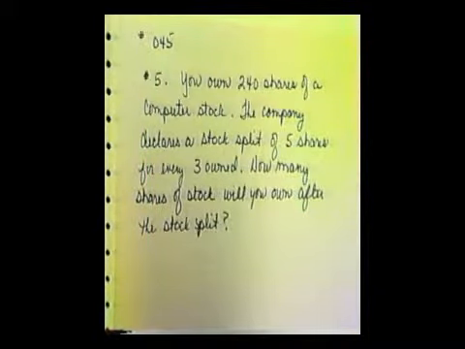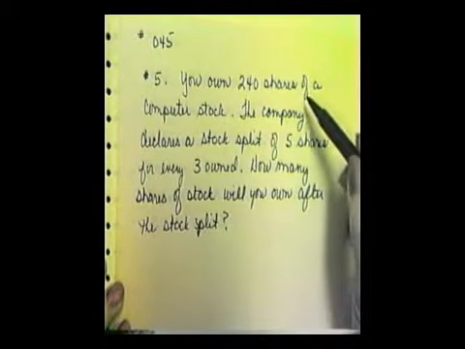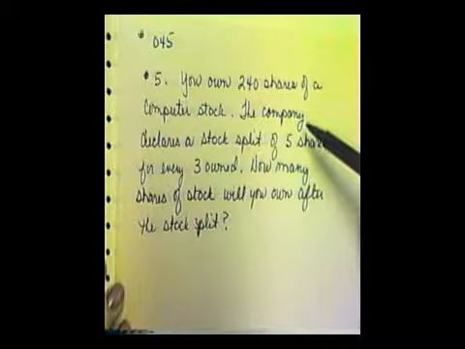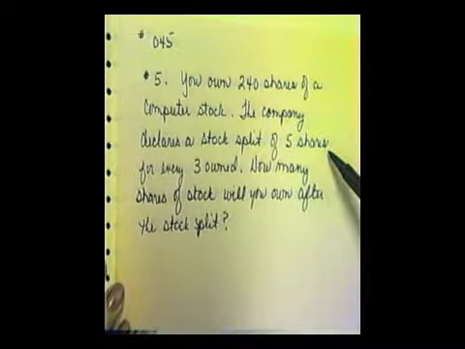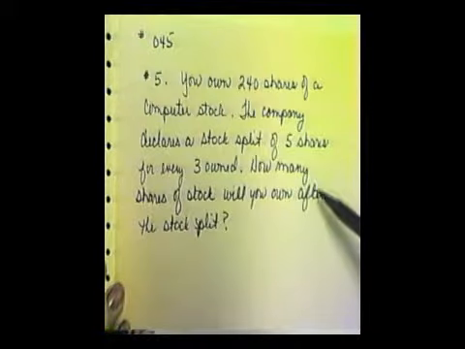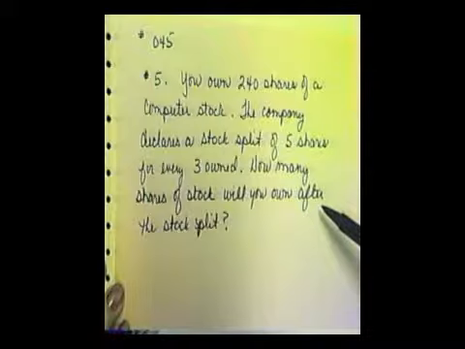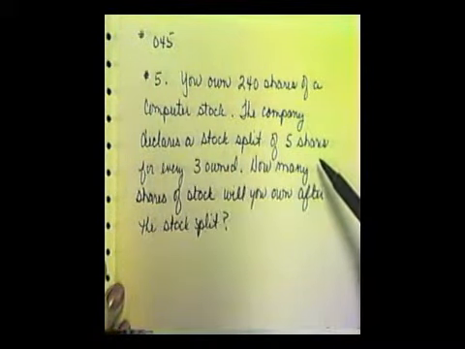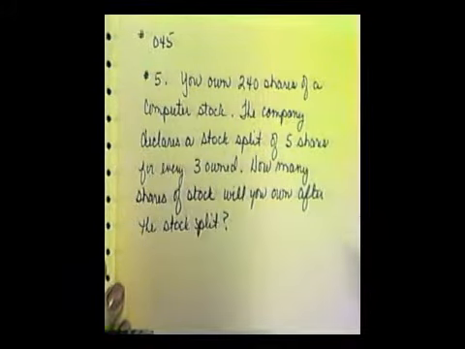Okay, let's try another example. You own 240 shares of a computer stock. The company declares a stock split of 5 shares for every 3 owned. How many shares of stock will you own after the stock split? So that means 3 stocks are going to become 5.